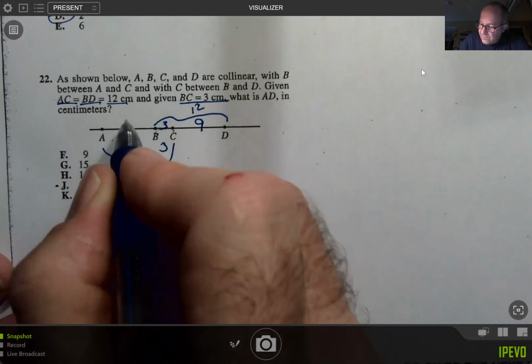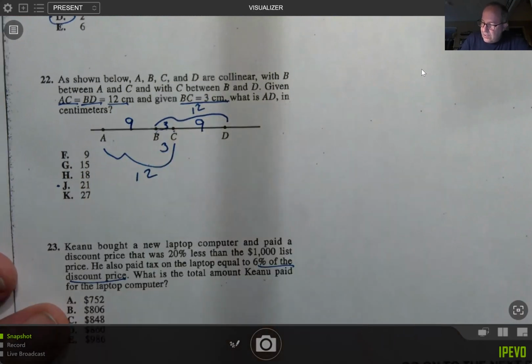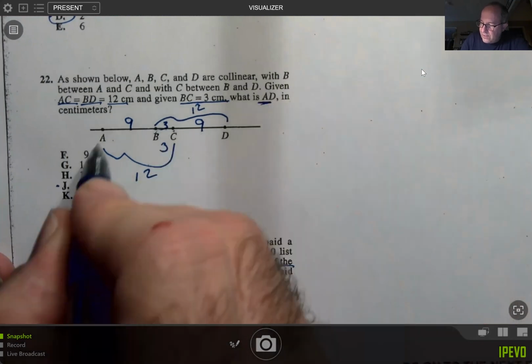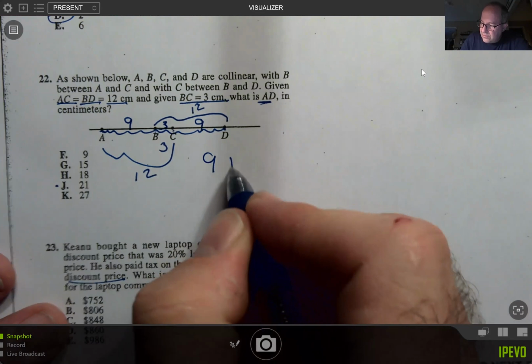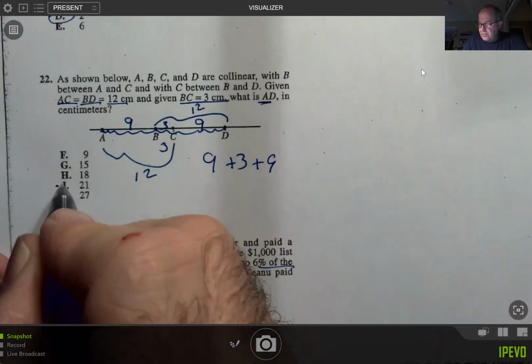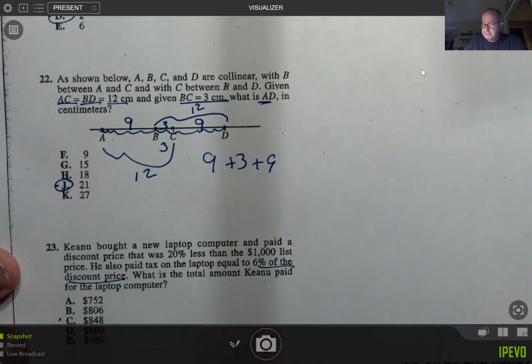Same reason over here. Well, they want to know how far is it from A to D? How far is it from A all the way to D? Well, that'd be 9 plus the 3 plus the 9, which is letter J, 21. Not bad. Okay, last one.